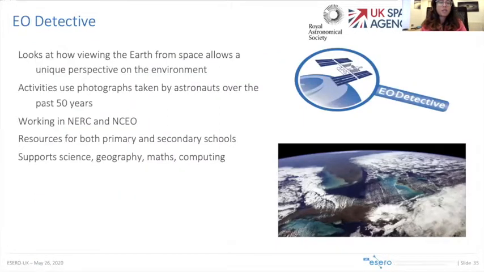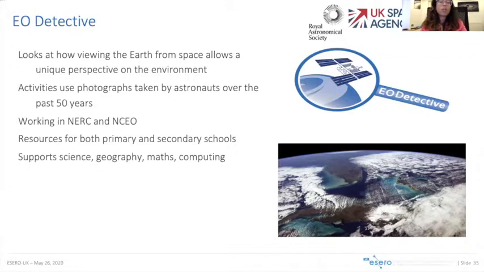And then EO Detective, Earth Observation Detective, is a geography project, but also supports maths and computing. And it's using archives of photographs taken by astronauts over the last 50 years, working with NERC and NCEO. And what you can do is look at how different parts of the Earth have changed over the last 50 years. And you can talk about geography and erosion and climate change and, you know, the melting of ice caps and all of that kind of stuff.